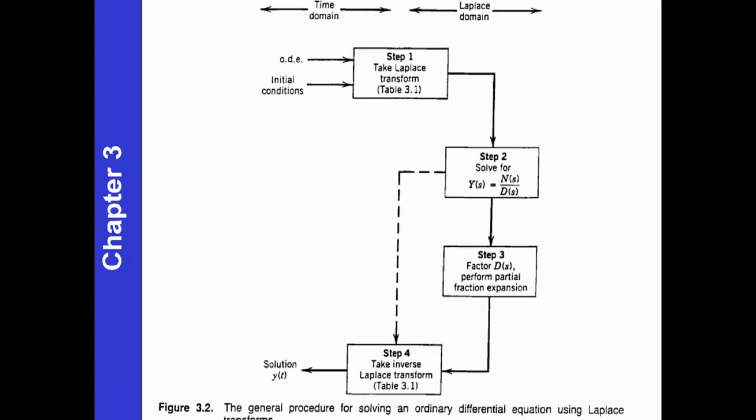So if you look at the general procedure for solving ordinary differential equations using Laplace transform: step one, we have the ordinary differential equation with the initial conditions, and we apply the Laplace transform, that's Table 3.1 just now. In step two, we solve for the output, Y(s) equals N(s) over D(s). Then step three, factor D(s), and we can perform the partial fraction expansion. Finally, we apply the inverse Laplace transform given in Table 3.1, so from the Laplace domain we go back again, and we have the solution for y(t).